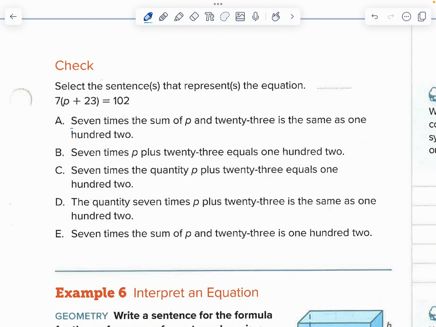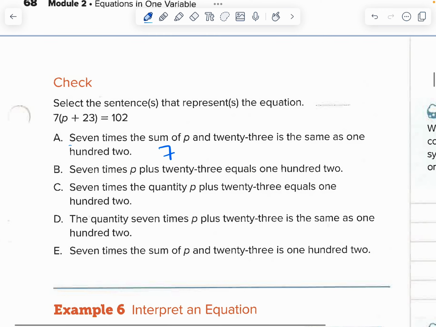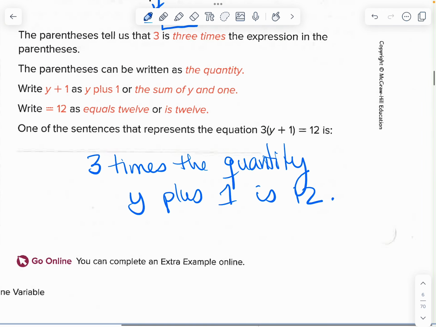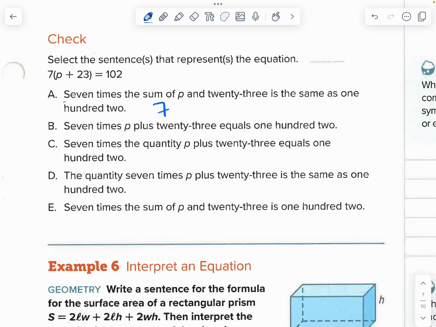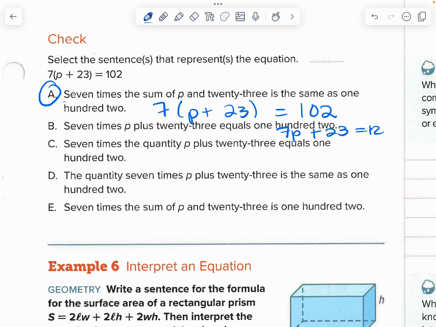So let's look here. 7 times the sum. Oh yeah. Could I have used the word sum here, instead of just quantity? Yes. 7 times the sum p plus 23 is the same as 102. Is that the same thing? Sure is. This one, 7 times p plus 23 equals 102. Nope.